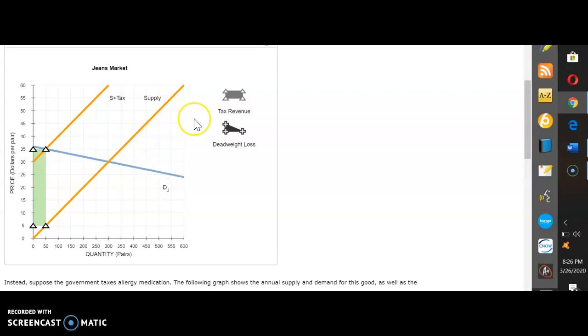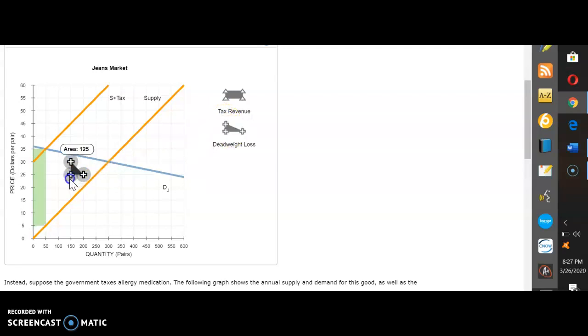So all this area represents economic surplus that nobody gets. There's no consumer surplus. There's no producer surplus. Now, by the way, this part of economics is called welfare economics. Welfare economics is when you're analyzing economic surplus, deadweight loss, producer surplus, consumer surplus. So it's referred to as welfare economics. How well off you are, that's what surplus measures. Anyway, where are we? So deadweight loss.